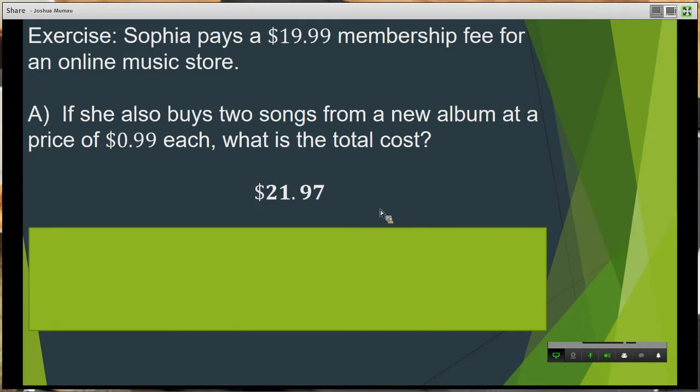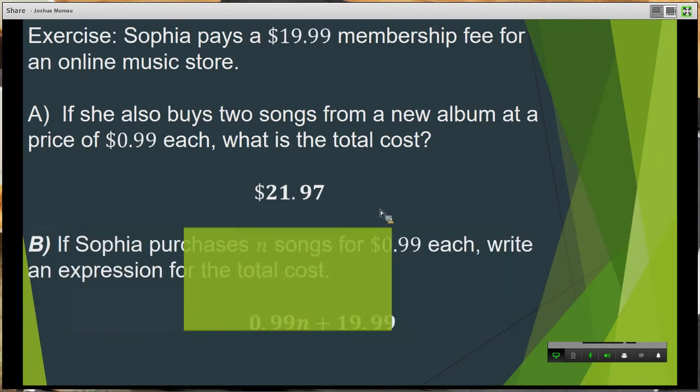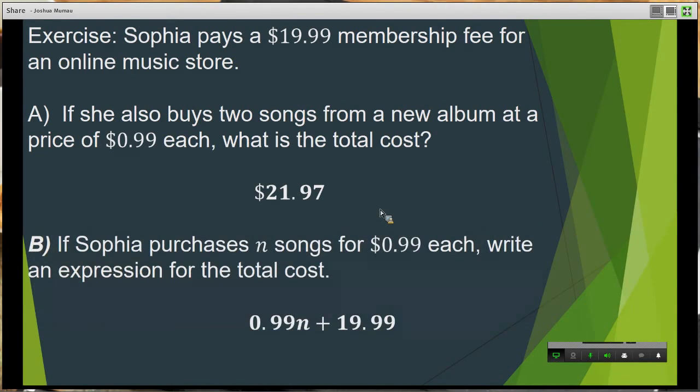Part B, if Sophia purchases n songs for 99 cents each, write an expression for the total cost. So it's 99 cents for each song, so 99 cents times n, plus $19.99 for the membership. That's our expression. That word each after the 99 cents, that means multiplication. So it's 99 cents each. So however many songs we want to buy, we can put in for n. And we would multiply that by 99 cents and then add on the membership fee of $19.99.